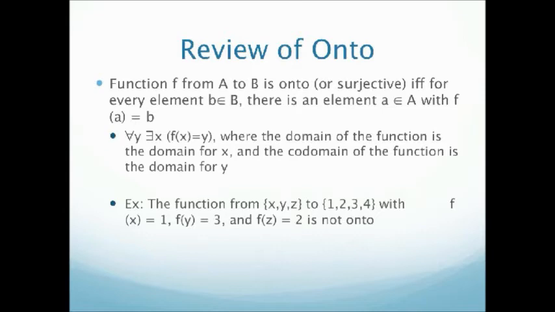So, in the example from the previous slide, the function from {x, y, z} to {1, 2, 3, 4} with f of x equals 1, f of y equals 3, and f of z equals 2 is not onto because there is no element in the domain that maps to the element 4 in the codomain.